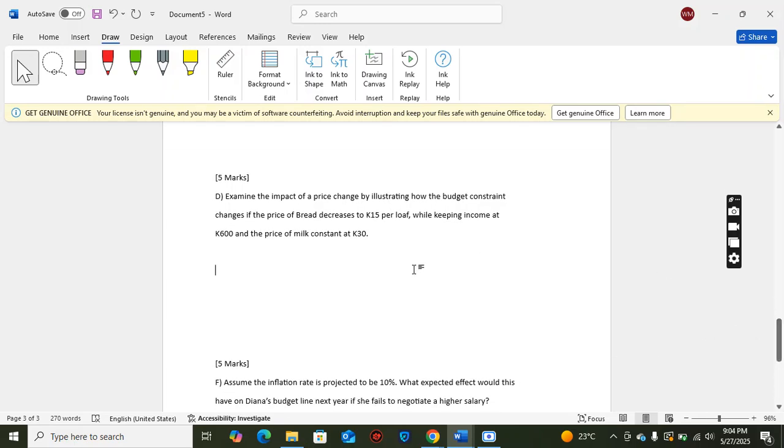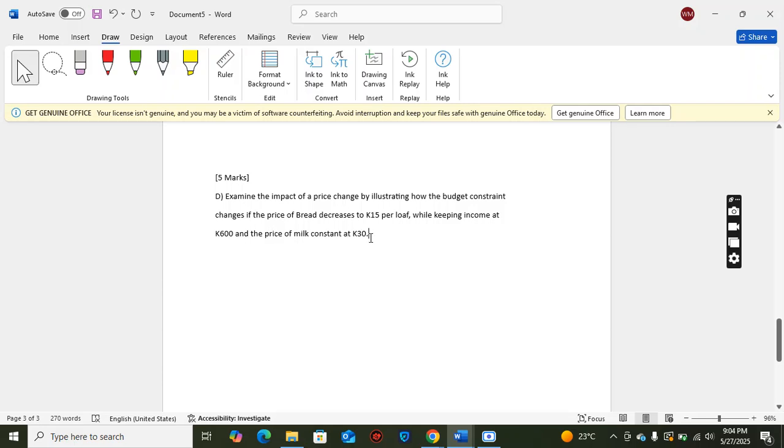Part D, examine the impact of a price change by illustrating how the budget constraint changes if the price of bread decreases to 15 kwacha per loaf while keeping income at 600 and the price of milk at 30 kwacha. So tell me, what is the new budget constraint equation? The price of bread has gone down to 15. Price of milk is still 30. Income is still 600. So what is our new budget constraint equation?